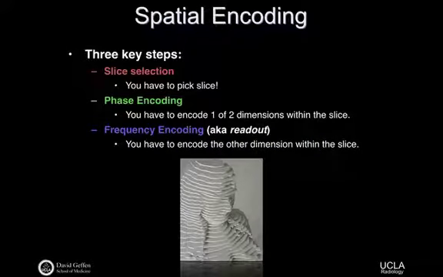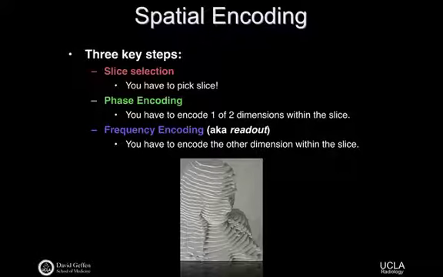So there's really three important steps to spatial localization. The first thing is slice selection, right? When we excite spins, we have to excite the slice that we care to image. Now, in principle, you can also excite volumes and do true three-dimensional imaging. We'll keep it simple for today, certainly, and only talk about slice selection. So we have to pick a slice.